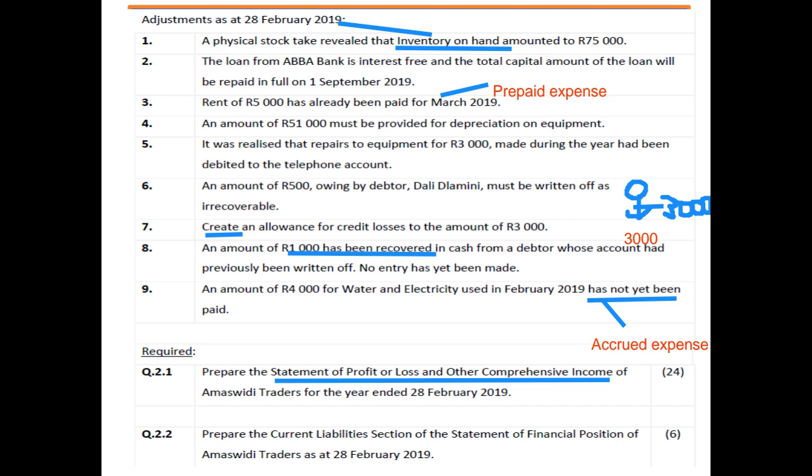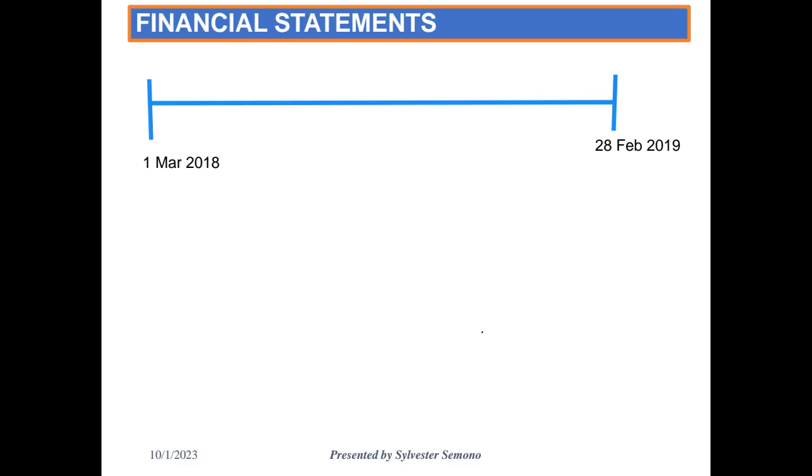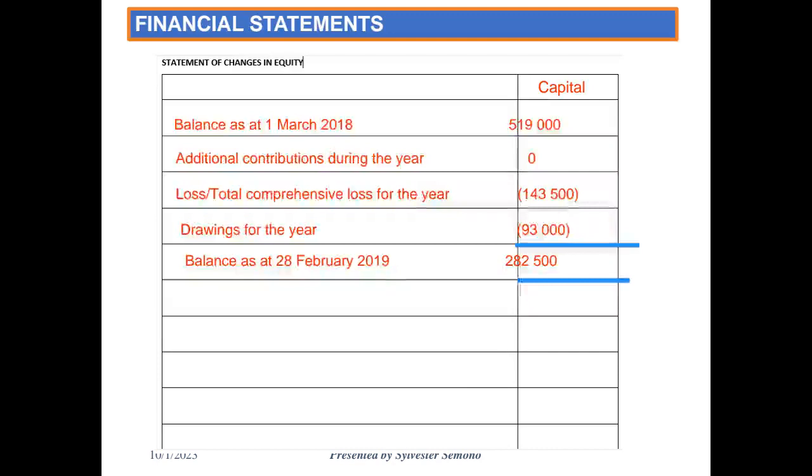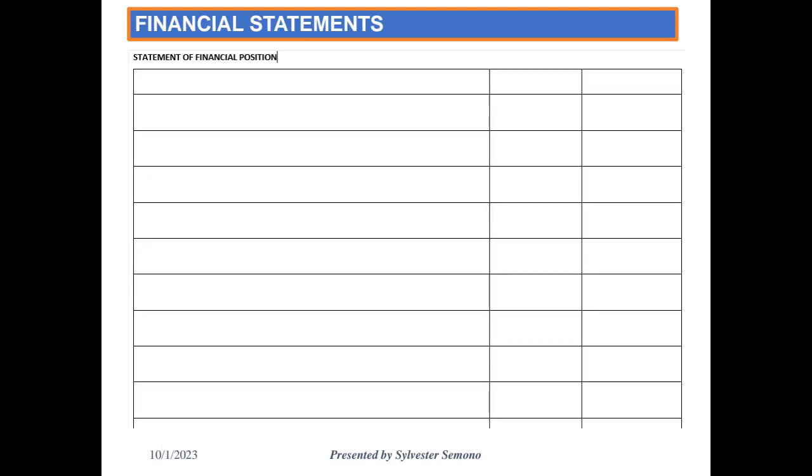So if you can check here, the format of the statement of financial position is similar to what we just did. It's just that under the statement of profit and loss we dealt with incomes and expenses, remember? So here is where we're going to deal with the other groups which are remaining. The first group is going to be assets.